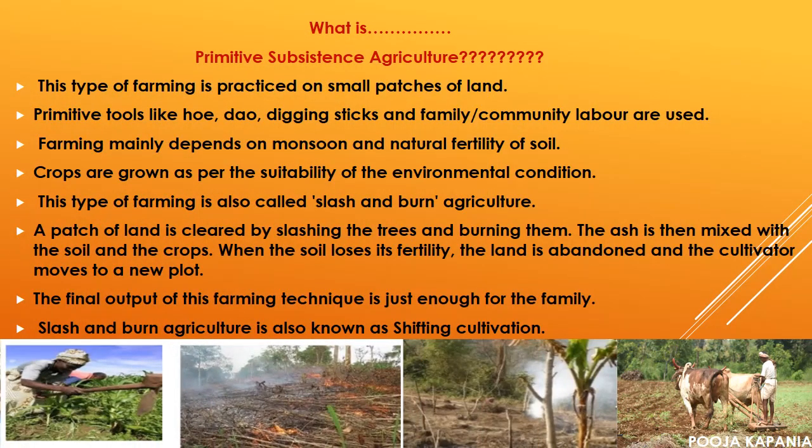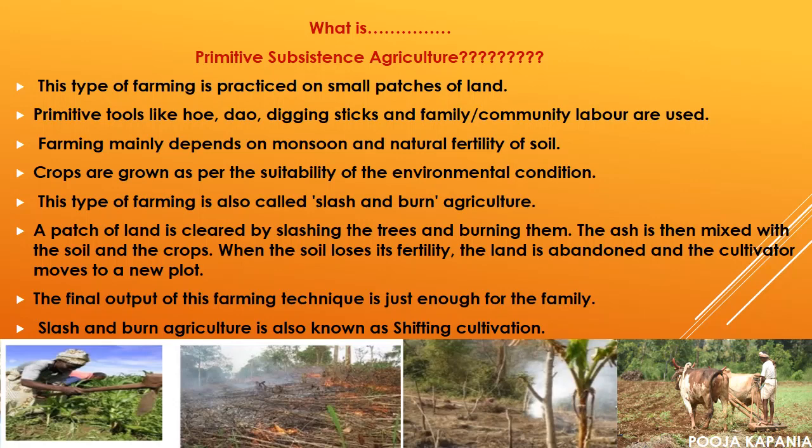The first type of farming which we are going to study today is primitive subsistence farming. This type of farming is still practiced in a few pockets of India. Primitive subsistence agriculture is practiced on small patches of land with the help of primitive tools like hoe, dao, and digging sticks, and family or community labor is also a part of it. This type of farming depends upon monsoon, natural fertility of the soil, and suitability of other environmental conditions to the crops grown. It is also known as slash and burn agriculture.